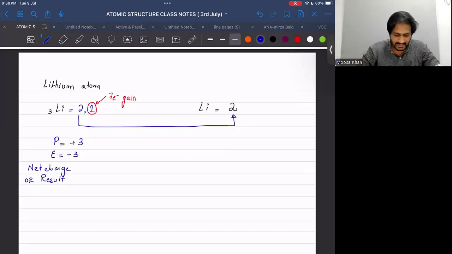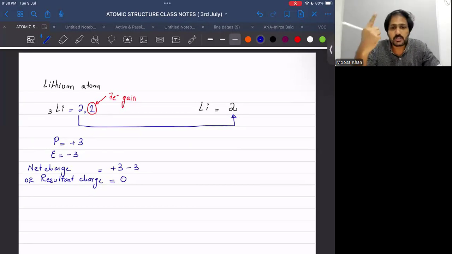सिमिलरली यहाँ पे भी, in order to find the net charge or resultant charge, अब क्या करोगे? You have +3 due to protons and -3 due to electrons. So the resultant charge over the lithium atom was 0 because it has equal number of protons as well as equal number of electrons. But when a lithium atom has lost 1 electron, so what should be its proton number? लिथियम ने जब एक इलेक्ट्रॉन लूज करा है तो उसका नंबर ऑफ प्रोटॉन्स कितना होगा?